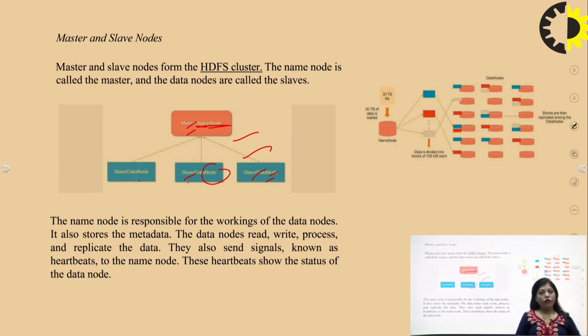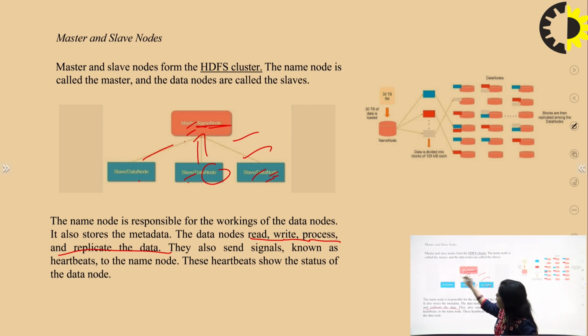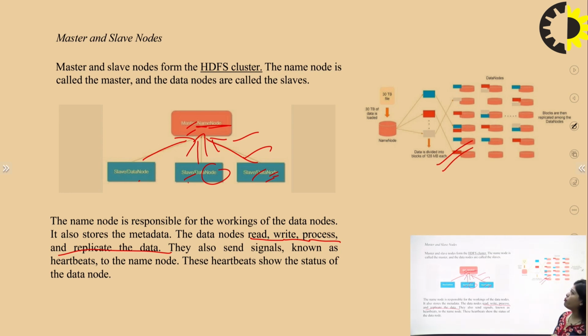It also stores the metadata. The data nodes read, write, process and replicate the data. They also send signals known as heartbeats to the name node. These heartbeats show the status of the data node. So this diagram shows an example of the master and slave nodes.